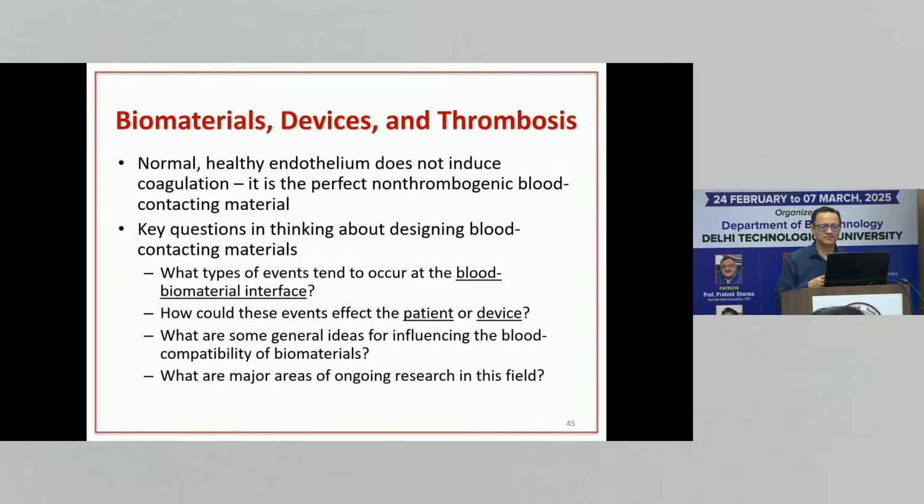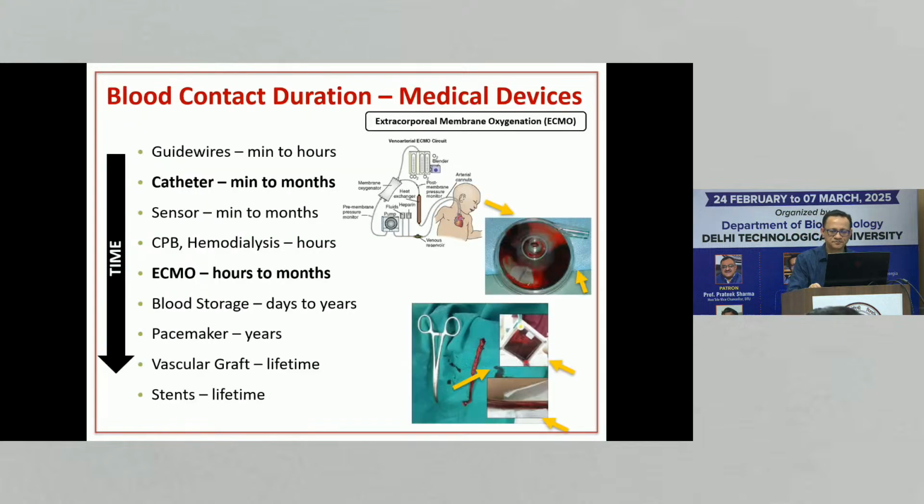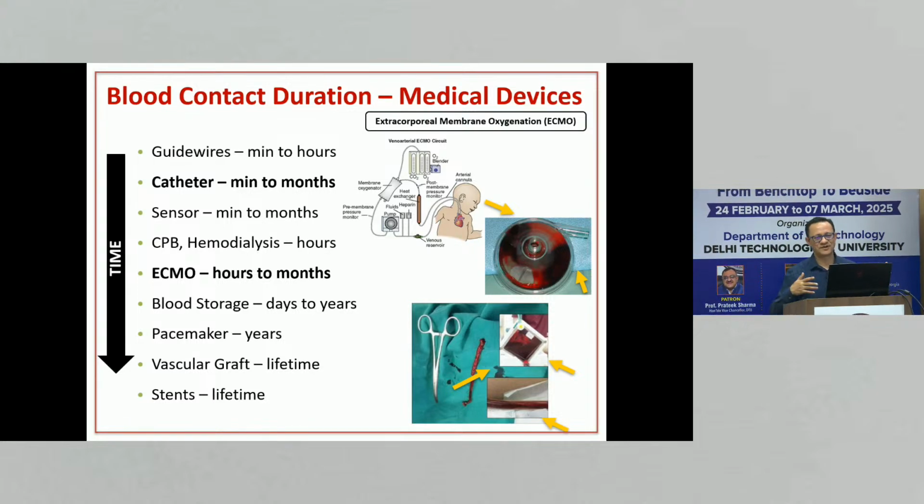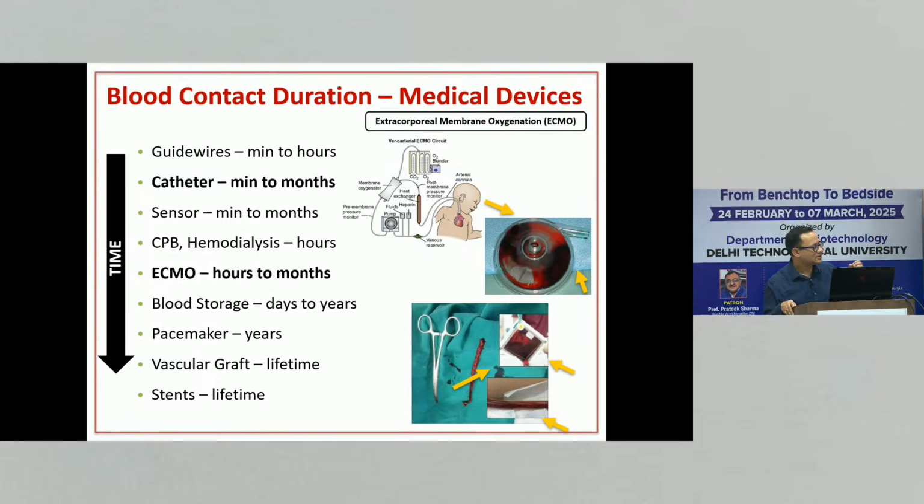How could these events affect the patient or device? What are the general ideas of blood compatible biomaterials? What are the major areas of research going on? We will talk a little bit today, and we'll keep talking in the next few classes. Now, blood surface interactions. Some devices are only for minutes to hours, but some devices are for lifetime. And there is different material design involved with different types of applications, right?